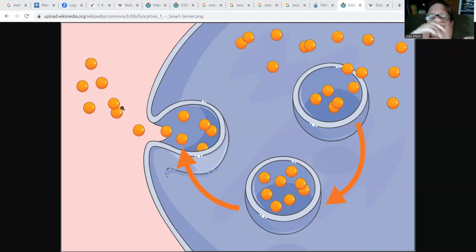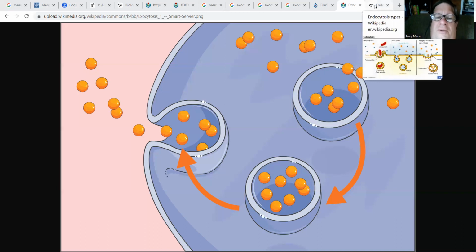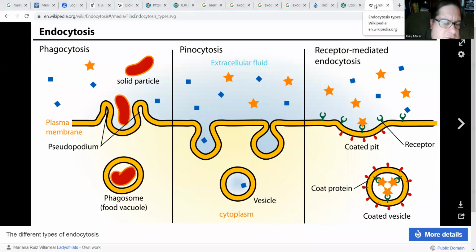So that's exocytosis. Now, the opposite of exocytosis would be endocytosis, where you bring things into the cell. Endo means bringing in, cyto means cell. And any of the ways that we're bringing things into the cell will be endocytosis. But we tend to go with subcategories. We name the subcategories. So here in the middle on this diagram, we have pinocytosis.